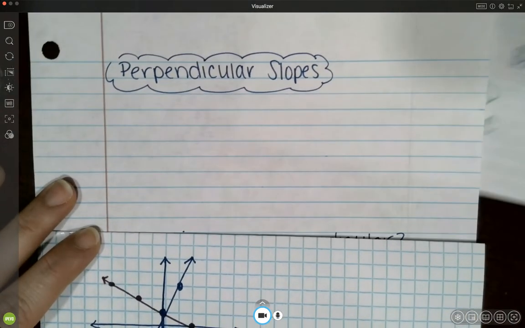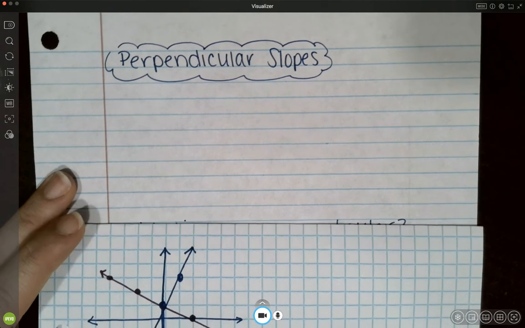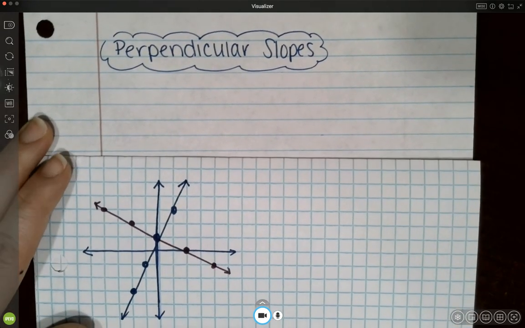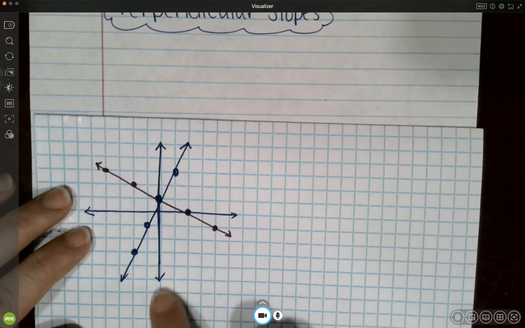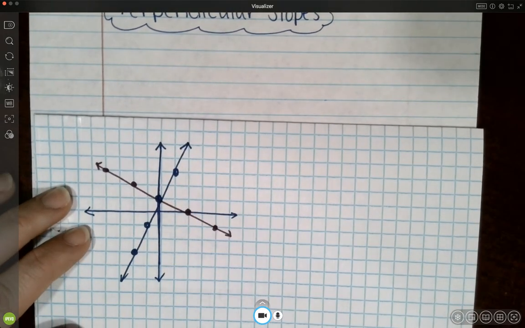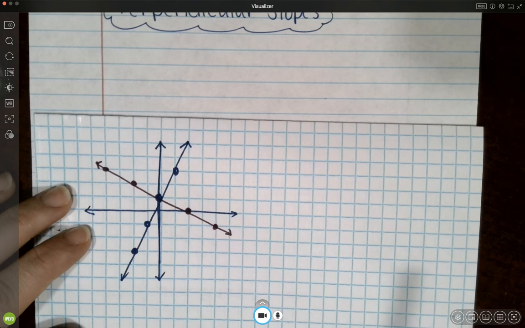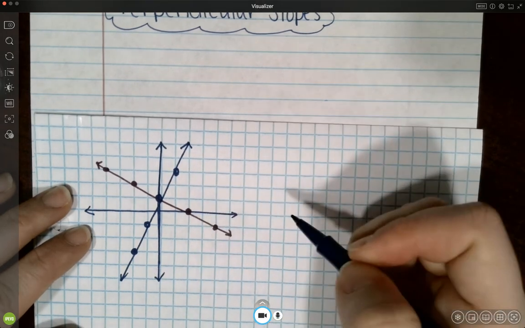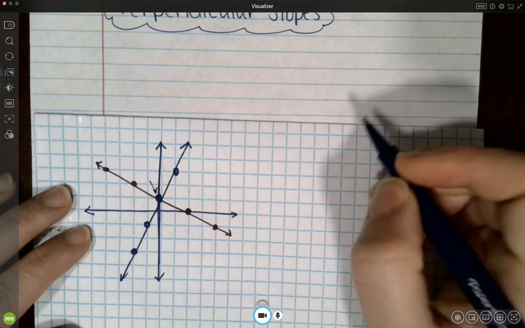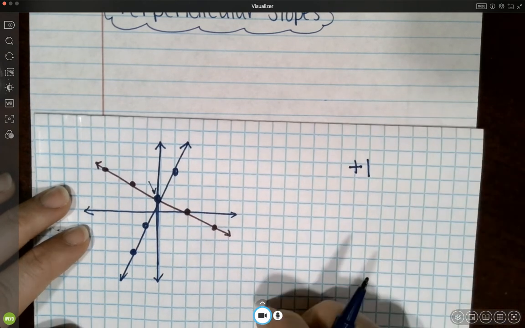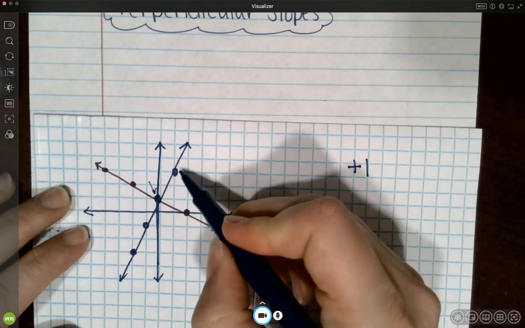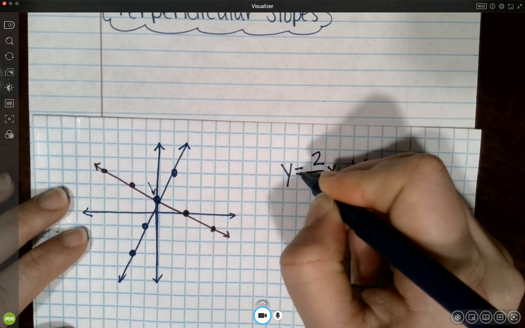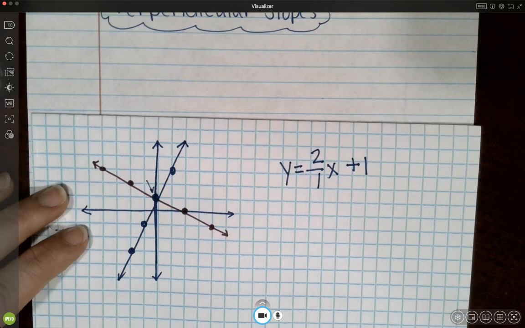All right, so I have for you another graph, and I am telling you that these two lines are in fact perpendicular. So again, let's take a look at the equations of these lines. So we have our navy blue line. Our y-intercept is right here at +1. And our slope is up 2, right 1. So our equation then is y equals 2x plus 1.